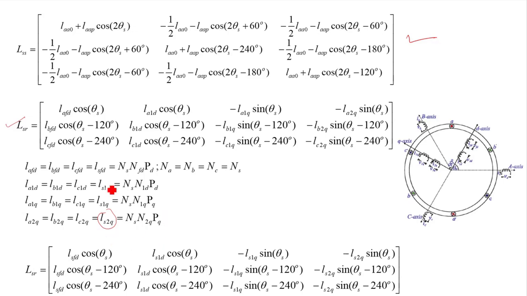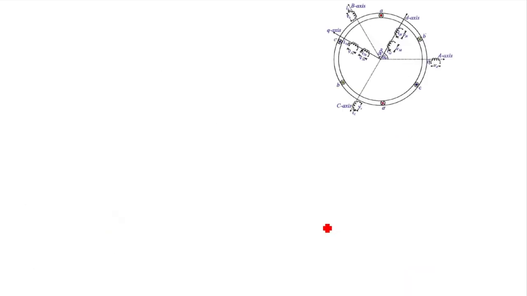Now, substituting these values, LSFD, LS1D, LS1Q, and LS2Q, in the LSR equation, I can just write it as LSFD cos theta s, LS1D cos theta s, minus LS1Q sine theta s, minus LS2Q sine theta s. Similarly, I can write the other elements. So it is very easy to understand and grasp.